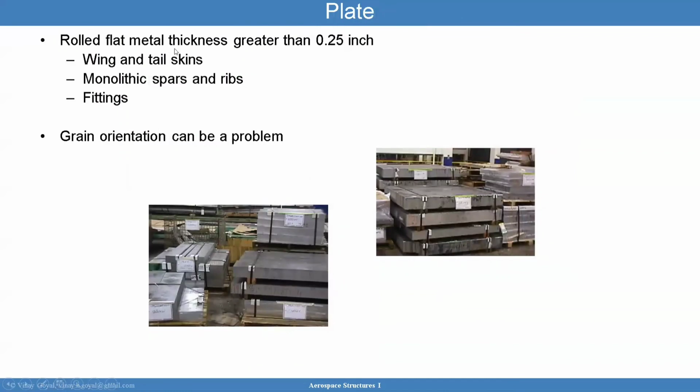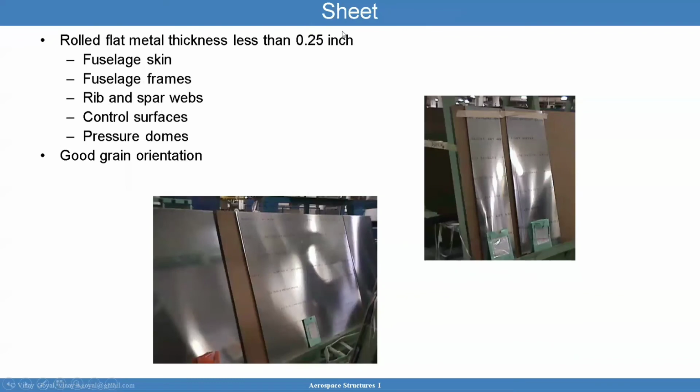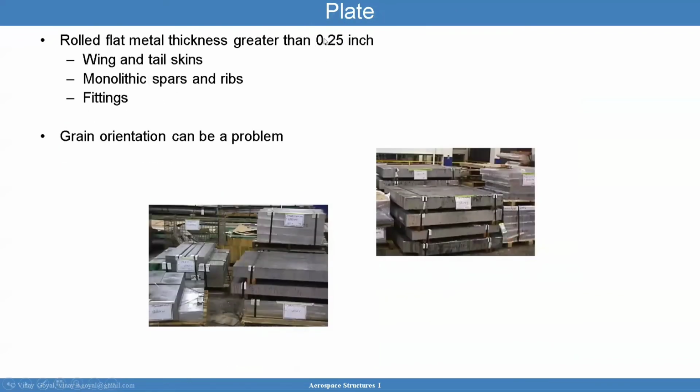The plate is a rolled flat metal with thickness greater than 1/4 inch, whereas sheet is less than 1/4 inch. Here we're greater than 1/4 inch, and you can see the thickness of these plates. They're typically used for wing and tail skins, monolithic spars and ribs. Fittings and grain orientation can be a problem.